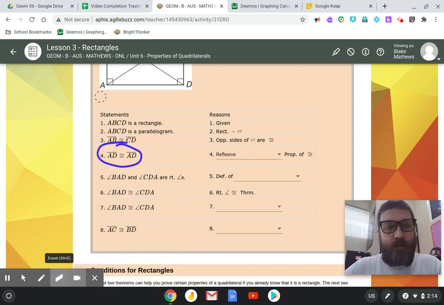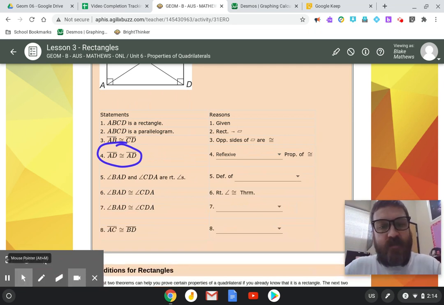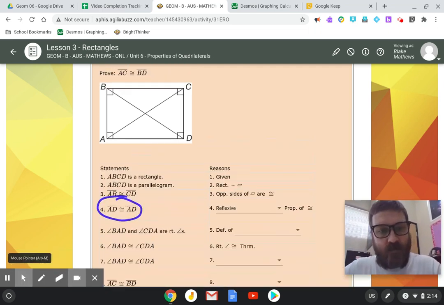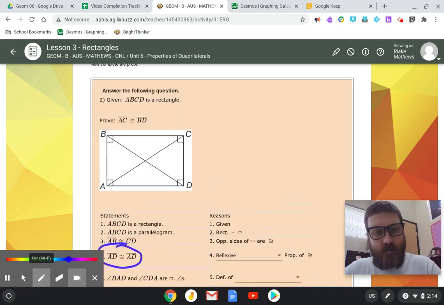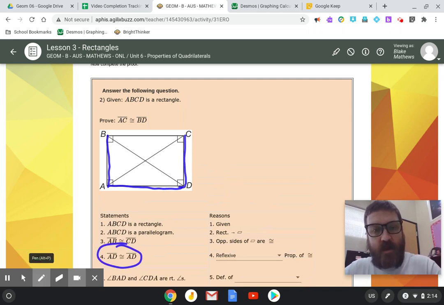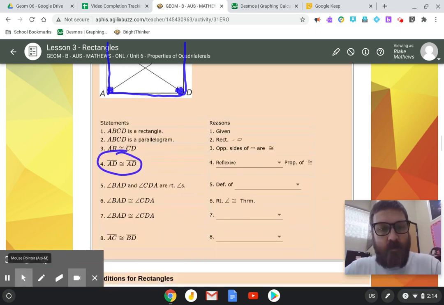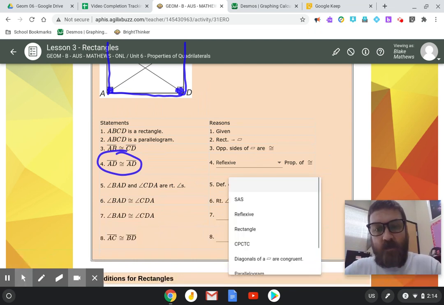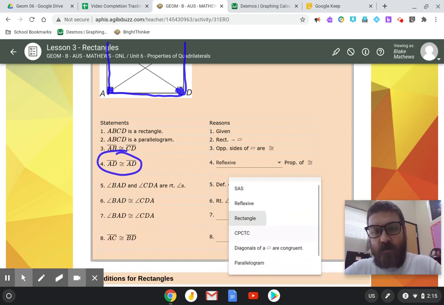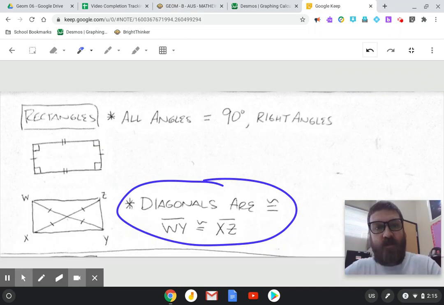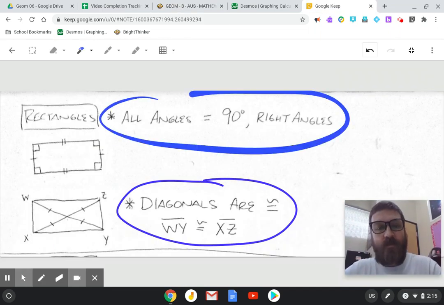Then it says angle BAD and angle CDA are right angles. Let's find where those angles are. BAD and CDA are right angles. We can see that here and here. Okay? Well, that's just the definition of a rectangle, because all rectangles have that as a characteristic. That is the first characteristic we learned about rectangles.